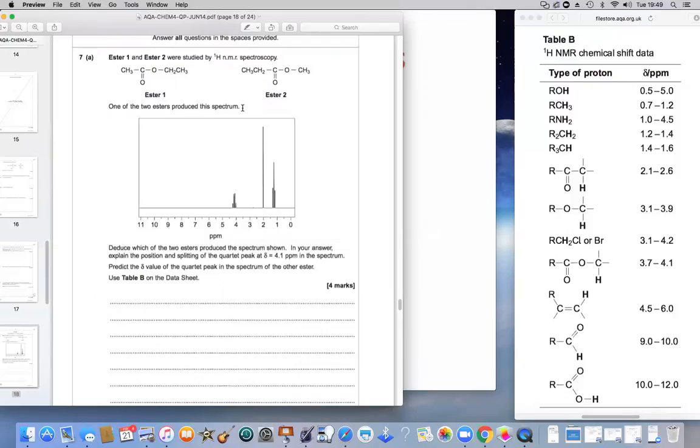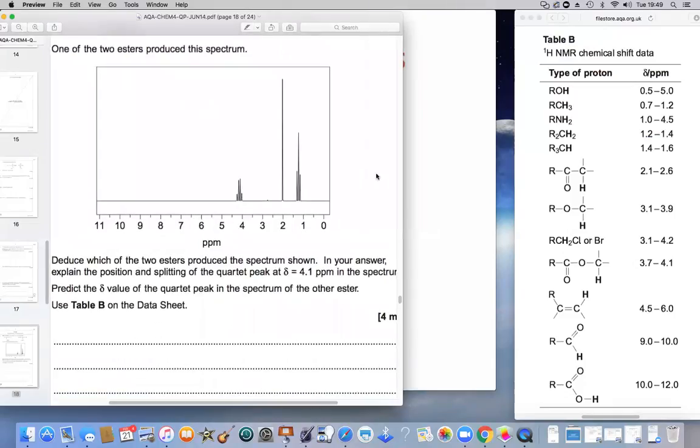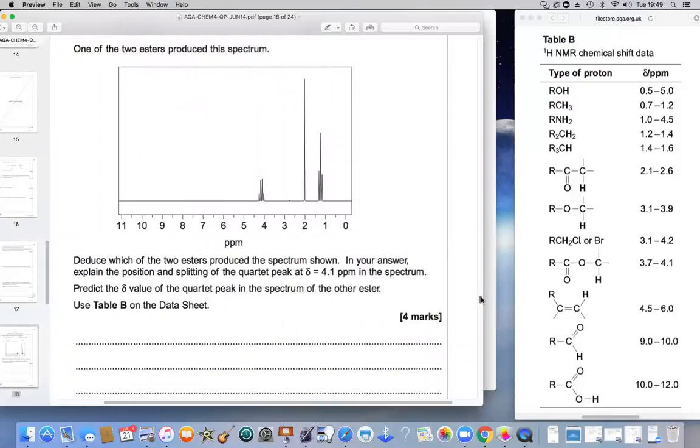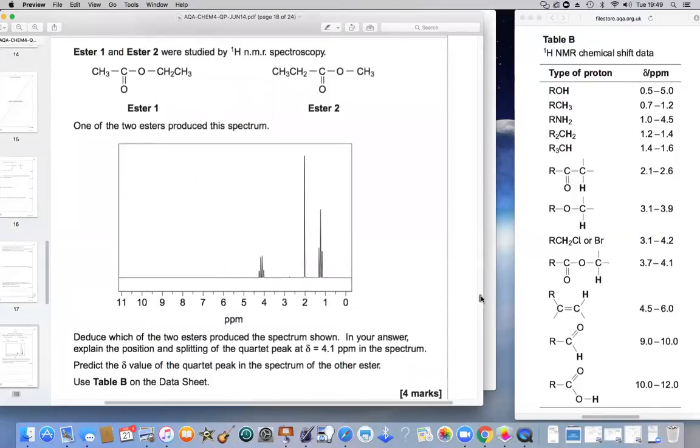Two esters were studied using NMR spectroscopy, and one of the two esters produced a spectrum. If I might just zoom in a little bit so it can make it a bit clearer. One of the two esters produced this spectrum. Can you deduce which one it was and predict the chemical shift value of the quartet in the other ester? It's worth 4 marks.